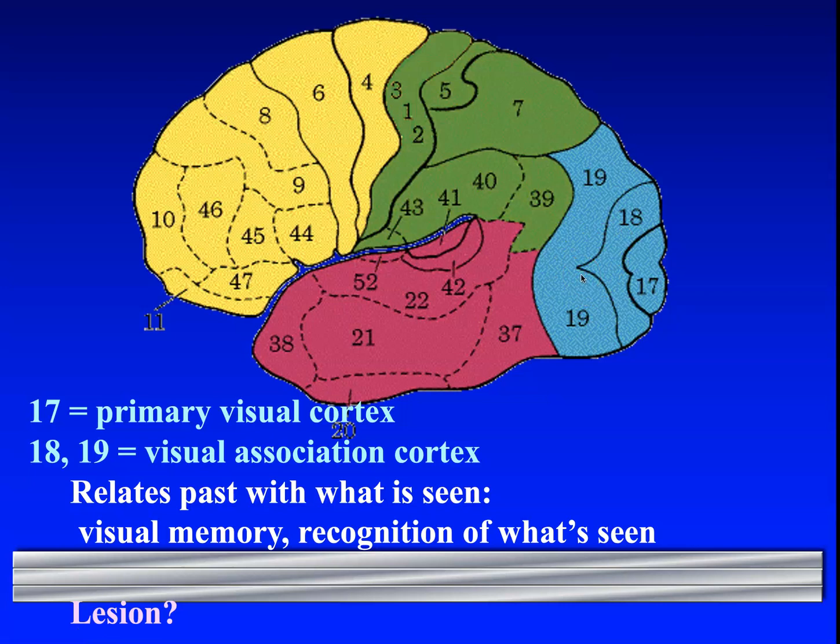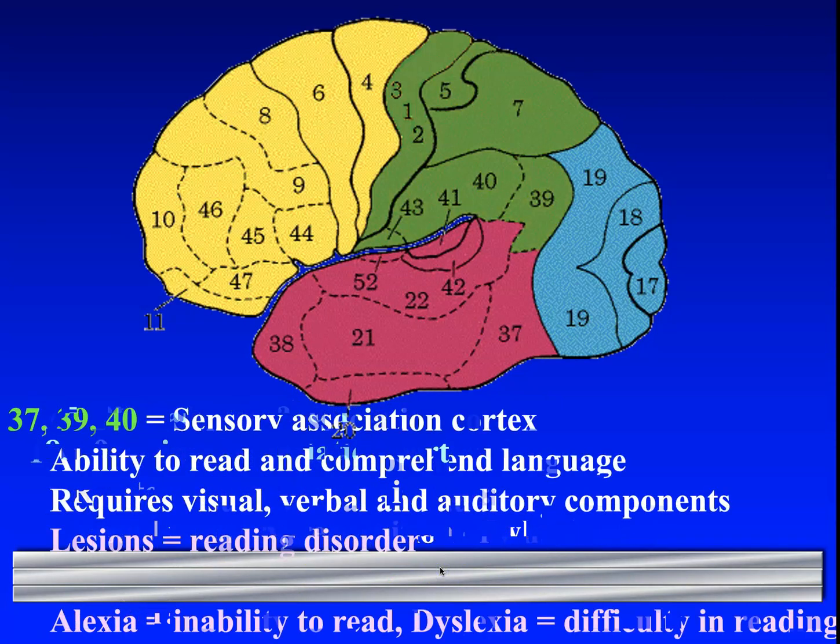So we're driving our car and you see the flashing red and blue lights behind you. Seeing those red and blue lights, that's area 17. Areas 18 and 19 put meaning to it, like, oh dear, and you know you're in trouble. It puts meaning to what you're seeing. It's associated with visual memory and recognizing what you've seen. So with a lesion there, you can see, but you don't really understand what you're seeing.